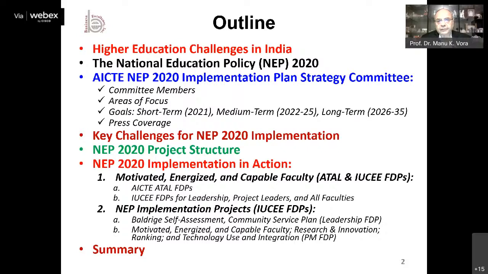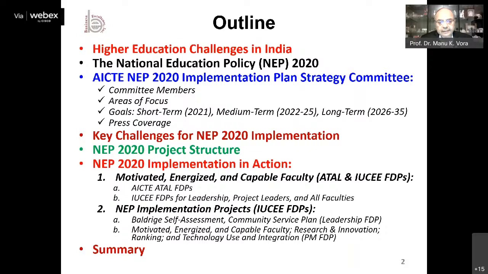So essentially think of it this way: deployment of NEP 2020 is nothing short of a major project, and it requires a sound project structure and lots of recommendations. And particularly, I'll focus on the on-the-ground work we have done for NEP 2020 implementation, focusing on motivated, energized, and capable faculty, both at the ATAL, AICTE, ATAL FDP level, and Indo-Universal Collaboration for Engineering Education, IUCEE FDPs.